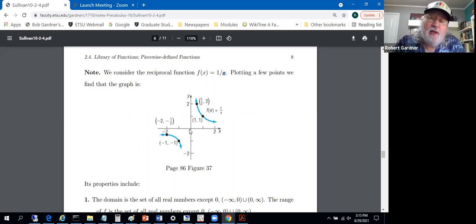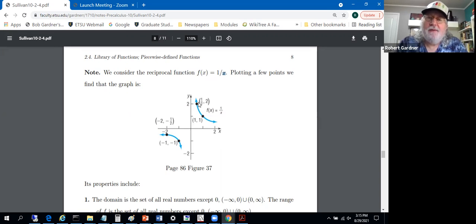What happens when you plug a little tiny positive number in? Let's plug in 1/100th for x. Well, then you'll get out 1 over 1/100th. You'll get 100 out. So when you put little positive numbers in, you get big positive numbers out. When you plug little negative numbers in, you get big negative numbers out.